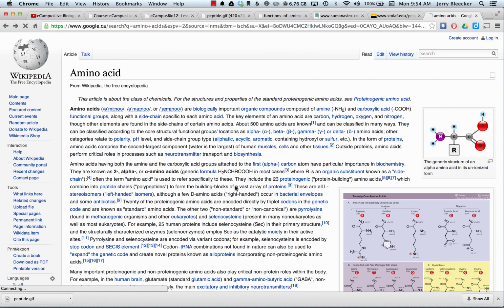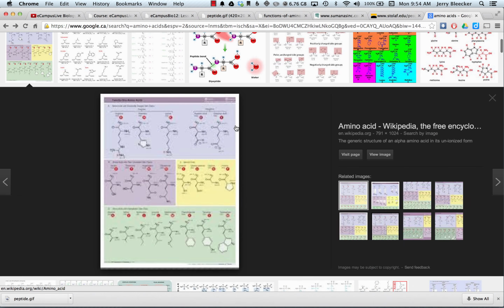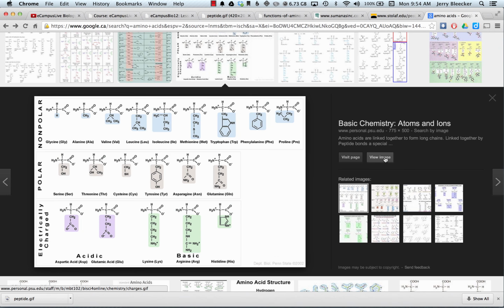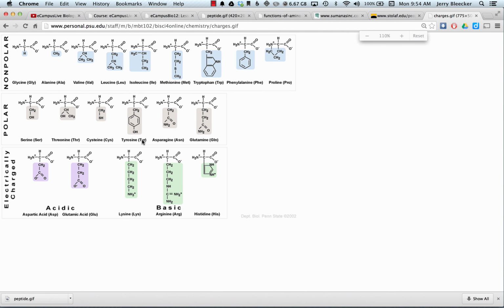I'd already gone there. Let's go back. There we go. That's a nice sort of overview here. And I'll just zoom in on that.